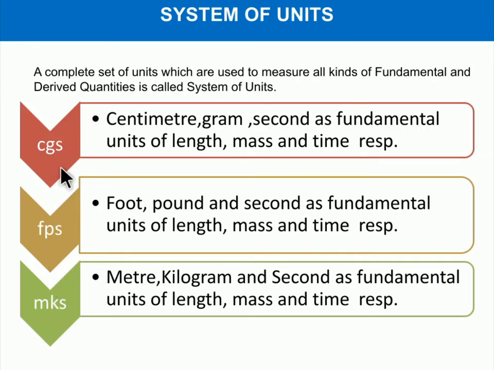CGS system. It is based on centimeter, gram, second as fundamental units of length, mass, and time respectively. FPS system. It is based on foot, pound, and second as fundamental units of length, mass, and time respectively. MKS system. It is based on meter, kilogram, and second as fundamental units of length, mass, and time respectively.